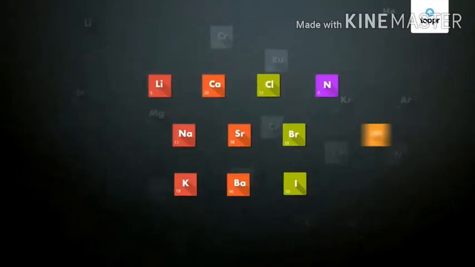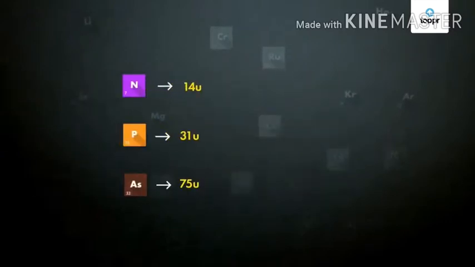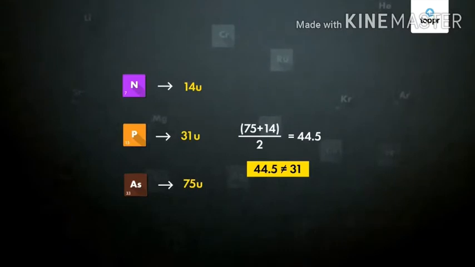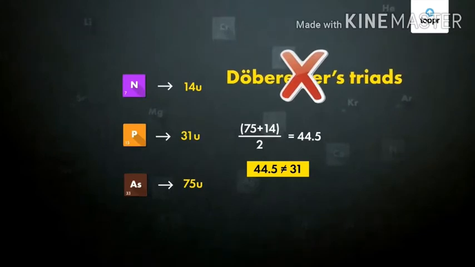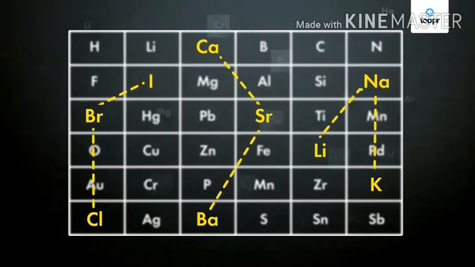But when we talk about the other triad, like nitrogen, phosphorus, arsenic, when you calculate the middle mass, the average mass is not at all matching. So Dobereiner's triad is not possible for all. So children, you can finalize that he could identify only 3 triads.